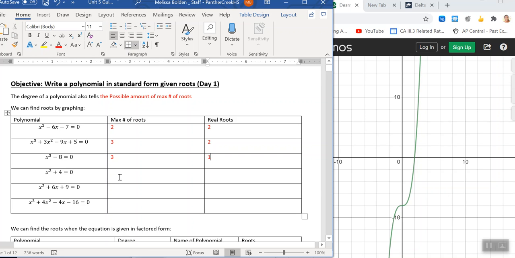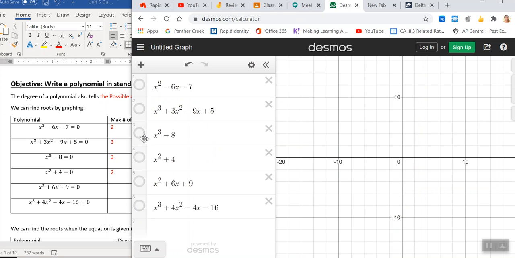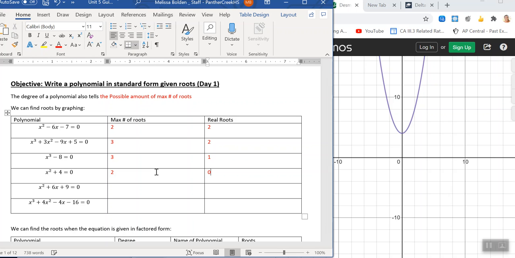So this next one, once again, is quadratic. It's the second degree. So the maximum number of roots would be 2, because we always look at the highest exponent. Let's graph it to see how many real roots it actually has. Oh, look at that. It never crosses the x-axis, so it doesn't have any real roots. The number of real roots this has is 0.